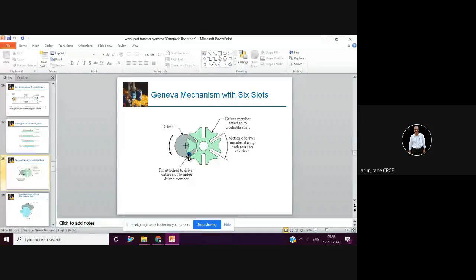This gets rotated and then this slot will come over here, and the moment this slot comes, this pin will go and engage in this slot. So it gets locked. Again, after the work is over, this is detached, it moves out and it will be indexed. And again, when this slot comes, this pin slips inside.